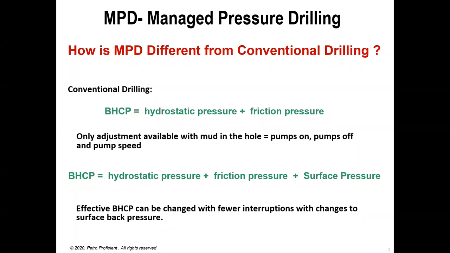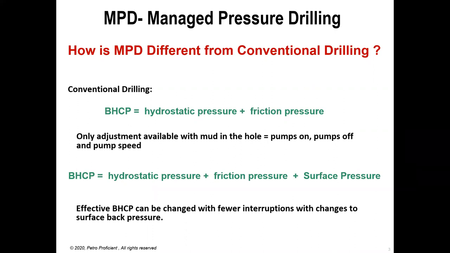You can also do it by changing the mud density, but as some of you may know, changing the mud density in a well while you are drilling is not an easy task. It takes several hours before you get the correct density. You have to mix another type of mud, you have to dilute the mud in the mud tanks, and it takes a very long time. So you basically have limited options to adjust your bottom hole circulating pressure.